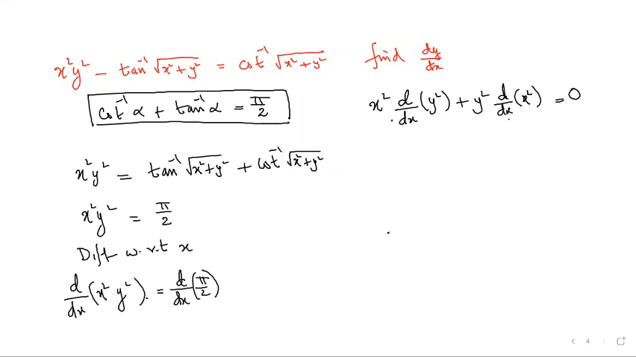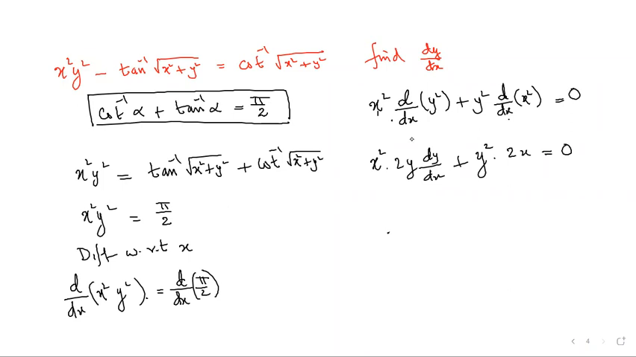Right? Yes or no? Tell me, just read out your answer from here, the step. x square into 2y into the derivative of y plus y square into 2x equal to 0. Now, after this, what should you do?